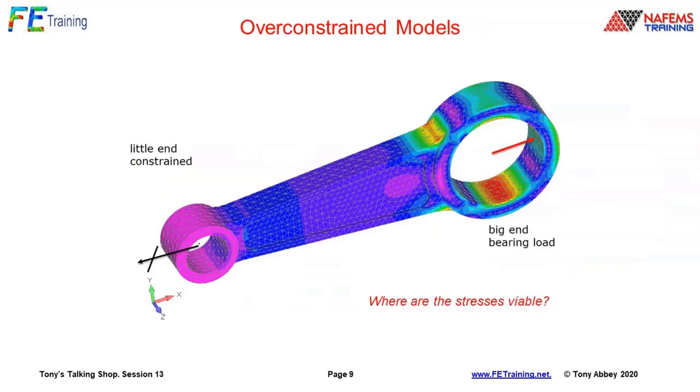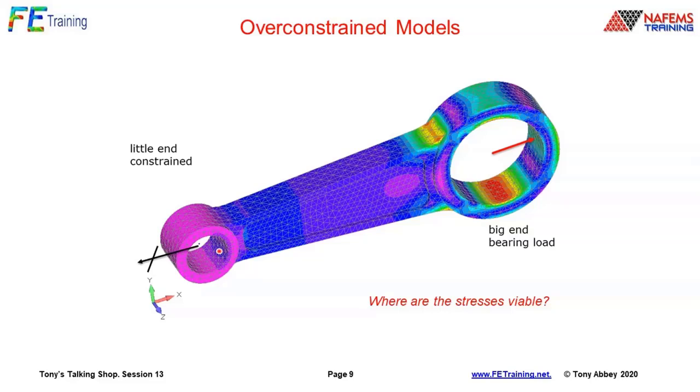So over constrained models, we often get this on YouTube, like, what's up guys, I'm going to show you how to do an analysis of something. So here's a Conrod, and we're going to apply a load at the big end, a nice, say, bearing distributional load. How are we going to constrain that?